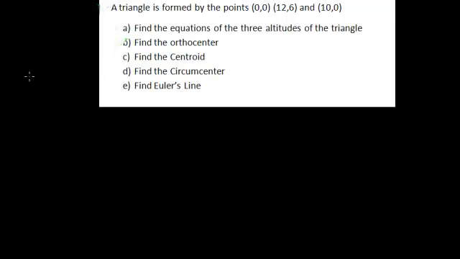Alright, so we've got a great question here dealing with a triangle with these points 0, 0, 12, 6, and 10, 0. And we have all these things to do here where we find the equations of the altitudes and the orthocenter and the centroid and the circumcenter, and then we tie it all together at the end with Euler's line. So it's a very exciting problem.